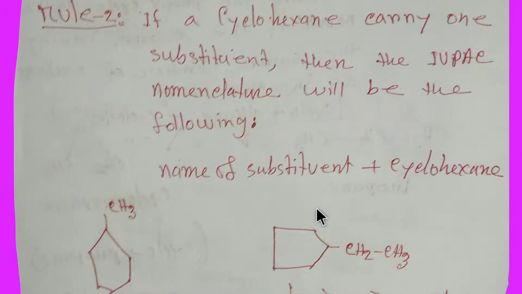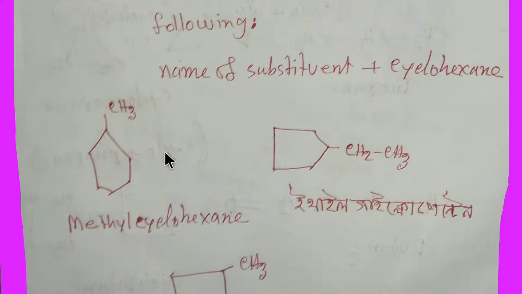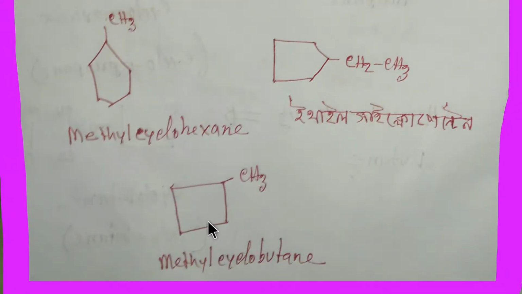Well, rule number 2, right? Let me give you some examples at first, then we'll read rule number 2. So what is the name of this? This is cyclohexane, right? And we have to add the name of the substituent before cycloalkane. So this is methyl cyclohexane. This is ethyl, so this is methyl, and this is methyl cyclobutane. This is ethyl cyclopentane.